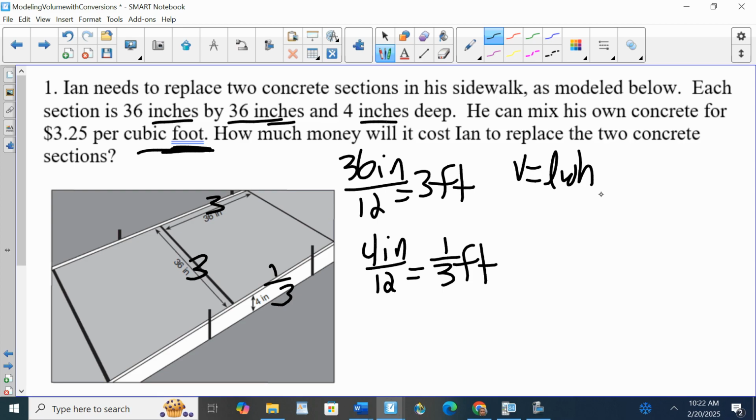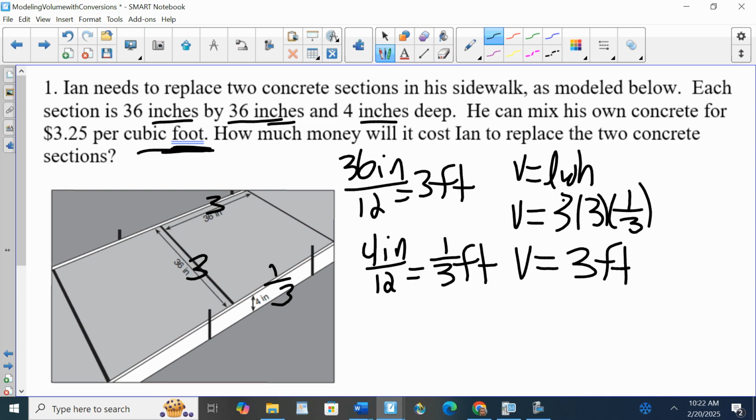Again, now I shift to the volume. But before I can find volume, I have to make sure my units match. If they don't, I have to convert. That's what I just did. Length and width, 3 and 3. Height is 1/3. Type it into the calculator if you need to. It's 3 cubic feet. Now that I have 3 cubic feet, I start dimensional analysis.